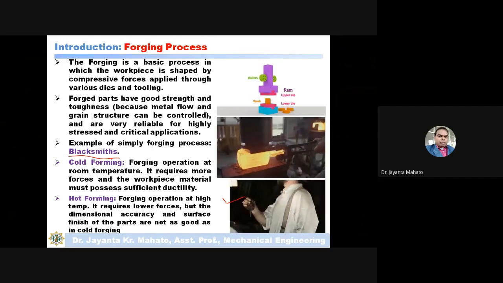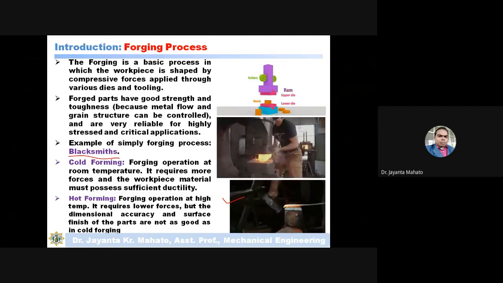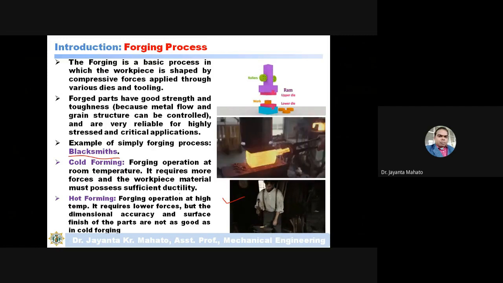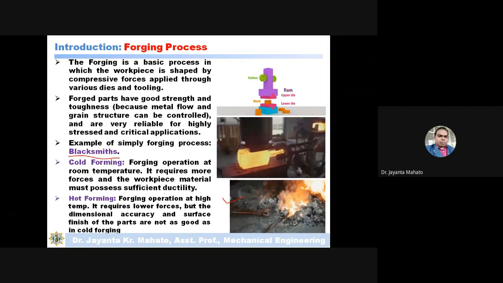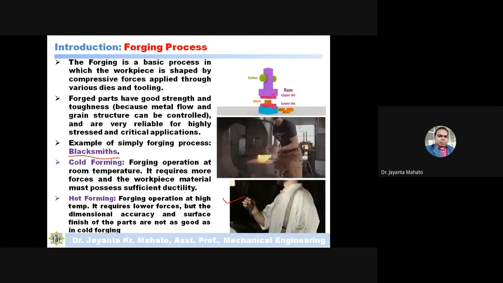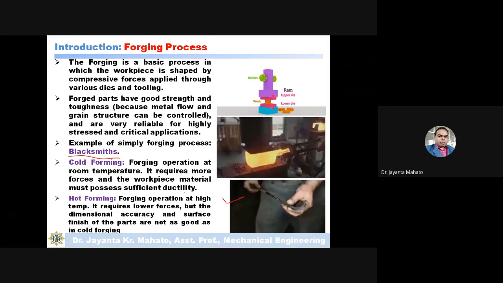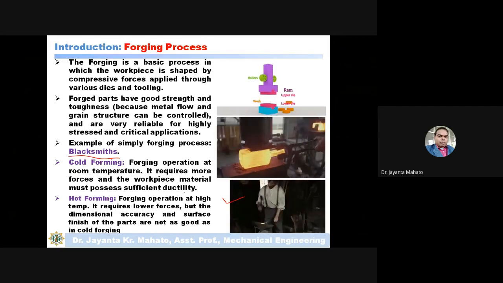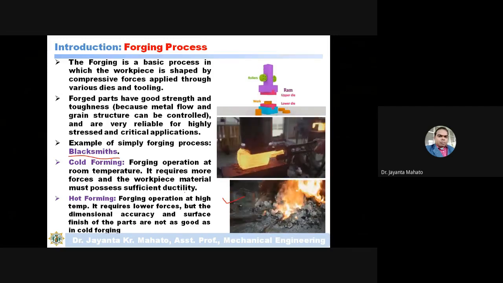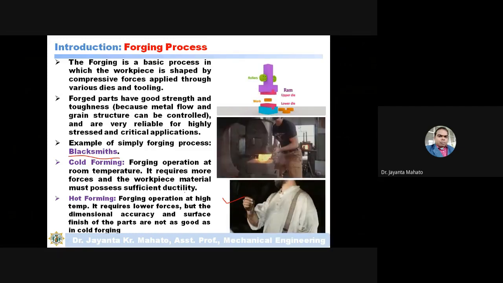And of this material, most possesses sufficient ductility. So, in this case, more force is required, and the material should have sufficient ductility, because without sufficient ductility, the material cannot be forged, because the compressive force is being applied. So the material has to be ductile to compress it. Otherwise, the material will get fractured. So sufficient ductility should be there in the case of the cold working process.